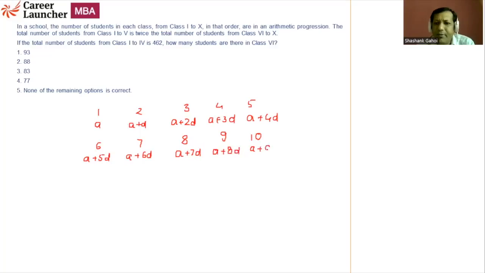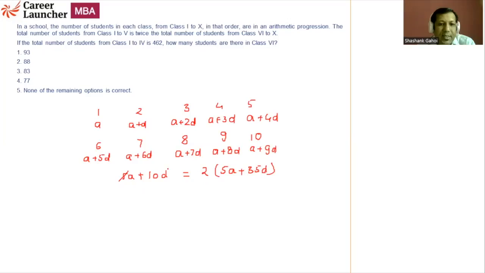So I have written every value manually. Now it would take a lot of time to solve this one. Now from class 1 to class 5, if we check out, the total number of students are going to be 5A plus 10D. From class 6 to class 10, total number of students are going to be 5A plus 35D. Now, total number of students from 1 to 5 are twice the total number of students from 6 to 10.